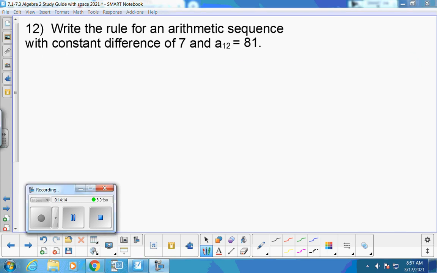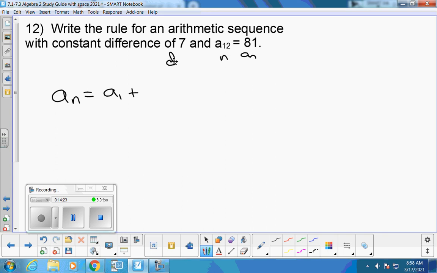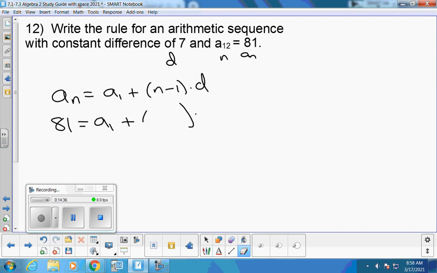All right, to solve this one, our d was 7, our n was 12, and our an was 81. And we can use this formula to help us do it. So an is 81. A1 we're trying to solve for. 7 minus 1 times d. Oops, wait, 12 minus 1. Almost put the wrong number in the wrong spot. 12 minus 1 times d. So we have 11 times 7, which is 77, and we subtract the 77 over.